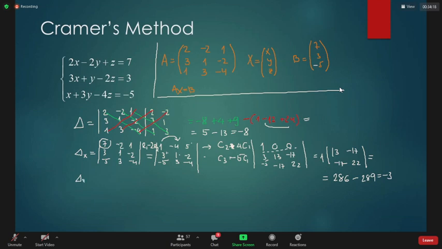So we would also be able to find the second and the third determinant. I am not, at the moment, doing that on the board. I'm just going to write down those determinants. So in the y determinant, 2, 3, 1, now the second column is replaced by 7, 3, minus 5, and the third one is again the old one, 1, minus 2, minus 4.